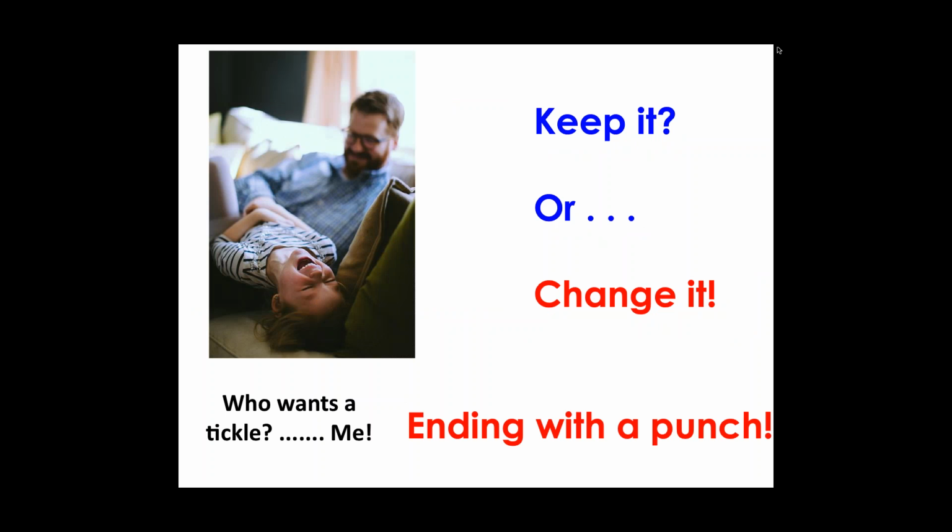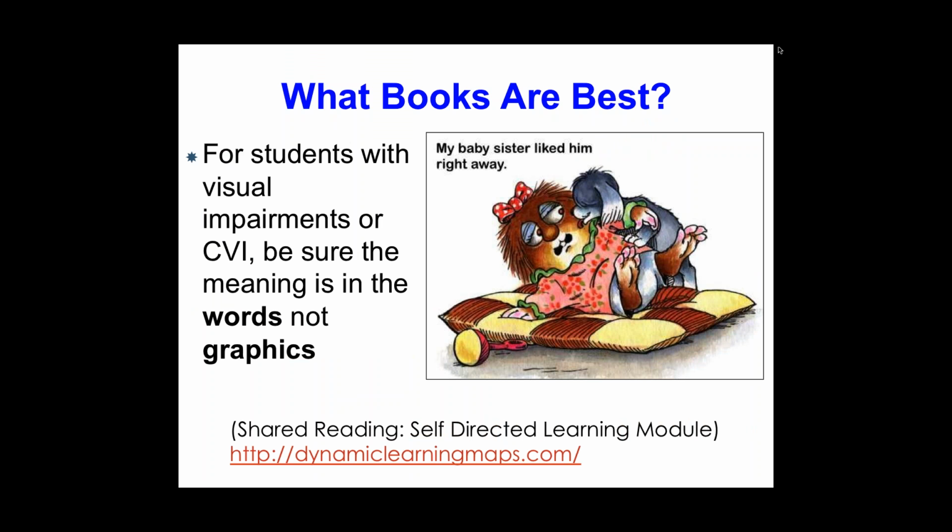On the Who Wants to Tickle Me page, she again chose that she loved the topic, but she wanted to change the photo to her own personal picture. So she would like to keep the topic but change the picture. Okay, and also this is sort of a fun way to end with a punch. One of the things to think about, this is a very interesting article, webinar on self-directed learning modules from the Dynamic Learning Maps, and so I've given you the link there. And this shared reading is particularly for teachers of students with significant disabilities.